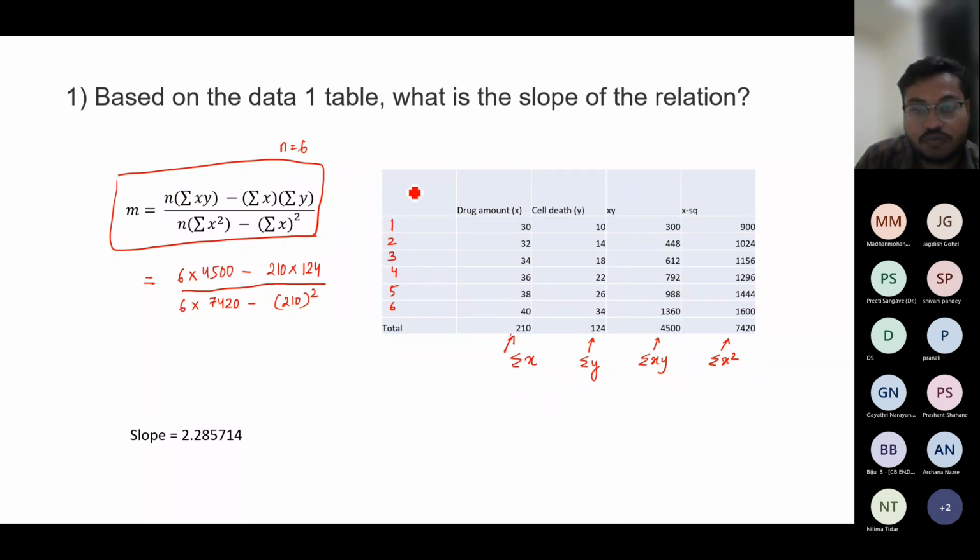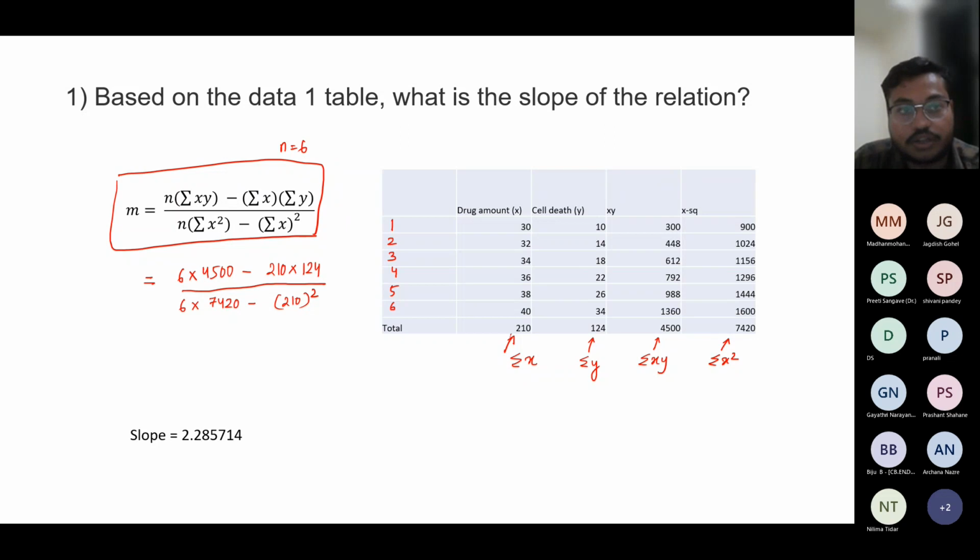So first we'll make a table. We know the values for x and for y. We'll calculate the values for xy: 30 times 10 is 300, 32 times 14 is 448, and so on. We calculate x square, which is 30 square, which is 900, 32 square, which is 1024, and so on. Then we'll sum all of these values. This column gives us summation of x, this gives summation of y, this is summation of xy, and this is summation of x square. Then we'll put all these values in this equation to get the slope of the linear regression equation. Is this clear?